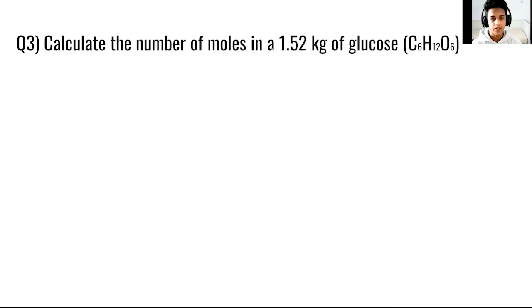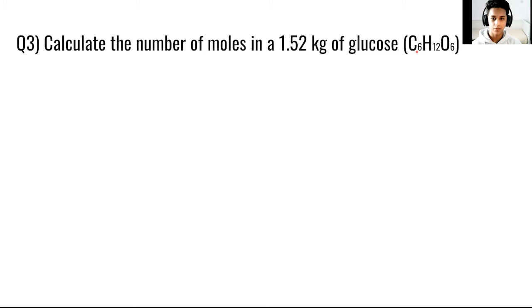Calculate the number of moles in 1.52 kilograms of glucose, C6H12O6. So first of all, we will do the same step as we do every time. We will look at the compound, C6H12O6. We will look at the carbon. Hopefully you have memorized it.